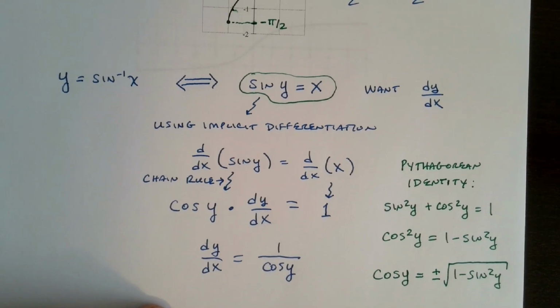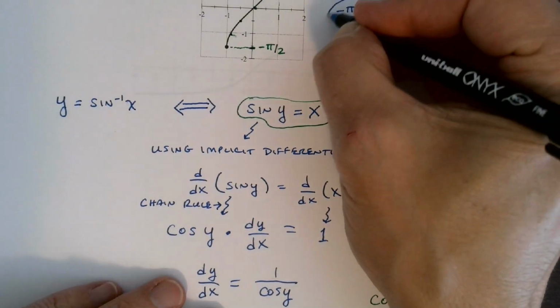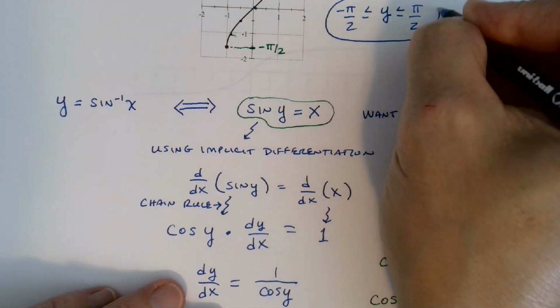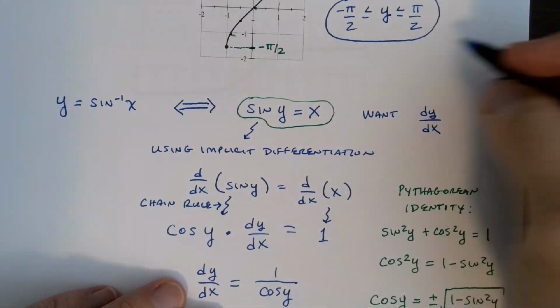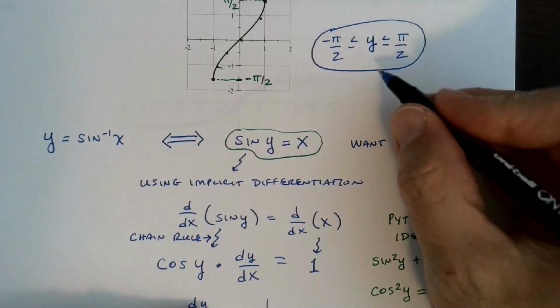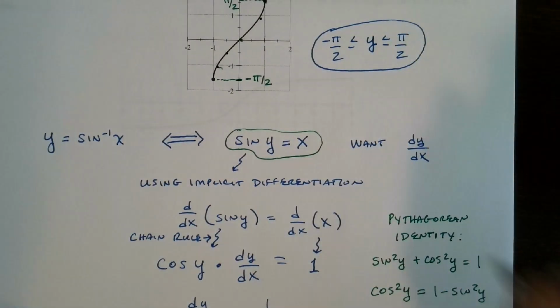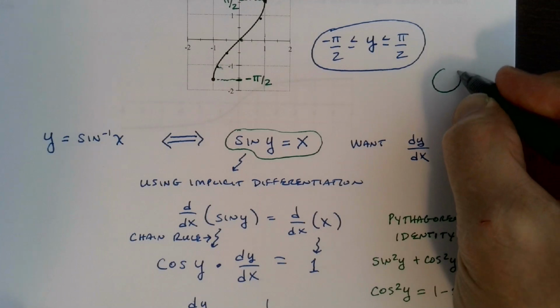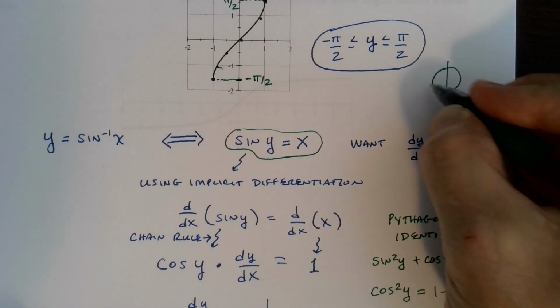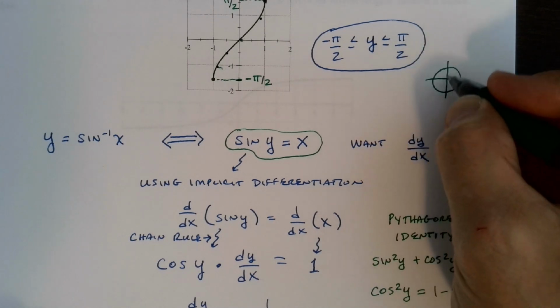Remember at the very beginning what we said about y. y is between negative pi over 2 and pi over 2. And that's real important. Think about what that means for the value of cosine y. If y is between negative pi over 2 and pi over 2, think about that unit circle. If you go back to the unit circle, it kind of helps us out a little bit visualizing this. y is the angle in here, so be careful. It's not the y coordinate here.